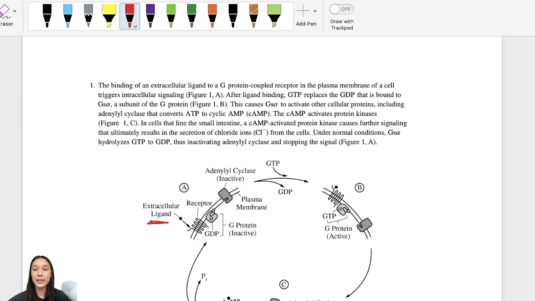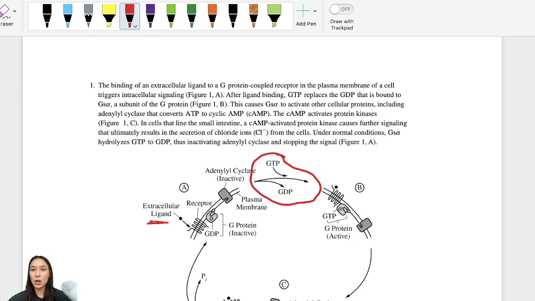After ligand binding, GTP replaces GDP that is bound to GS alpha, a subunit of the G protein. So that is B. So figure 1B, you have GTP is going to turn into GDP. If you haven't heard of GTP, it's pretty much the same as ATP. It's just another energy molecule. So like in how an ATP turns into ADP when it loses its energy, it's the same kind of thing.